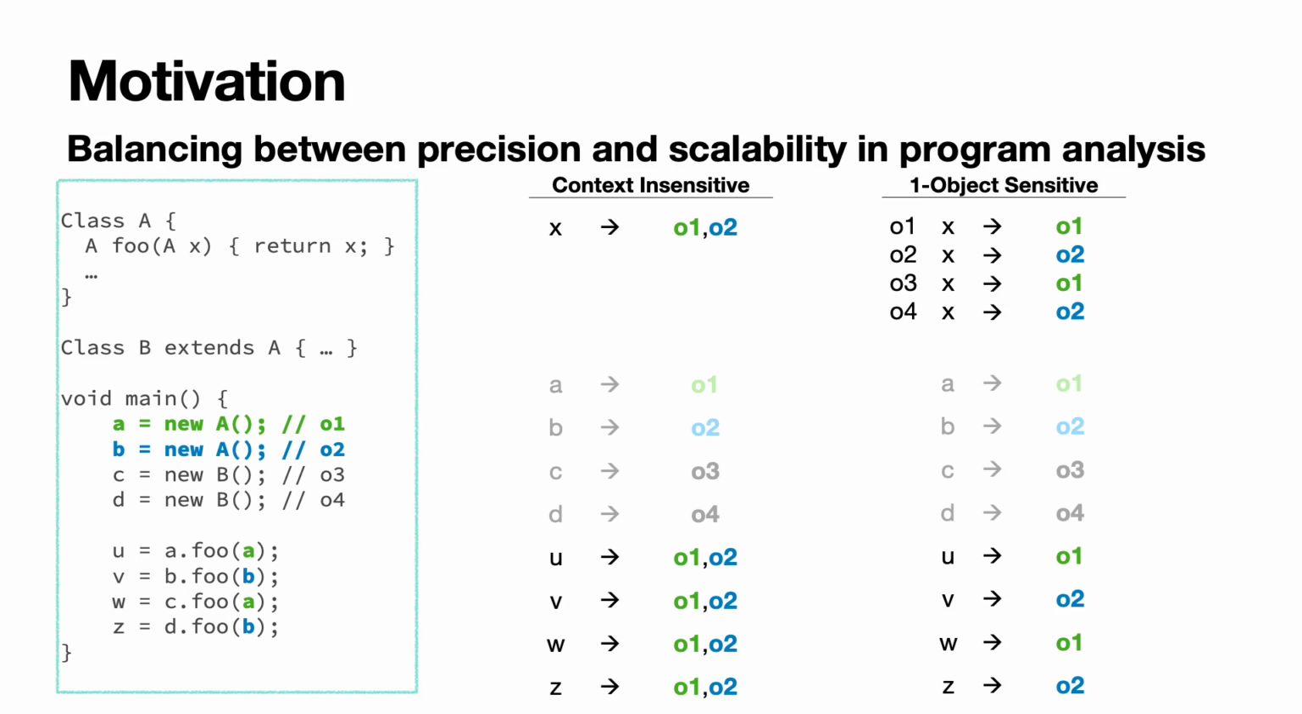But now the method foo is reanalyzed 4 times. Actually, it is sufficient to analyze foo twice under 2 kinds of calling contexts, one for passing O1 and the other for passing O2. The redundant computation reduces scalability.